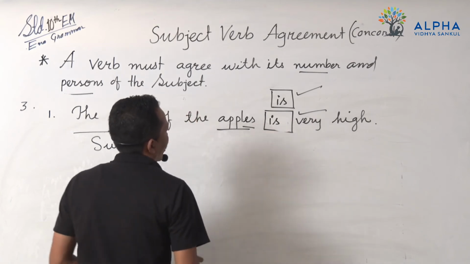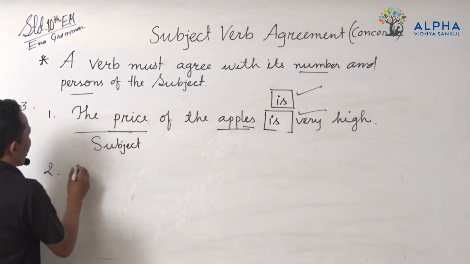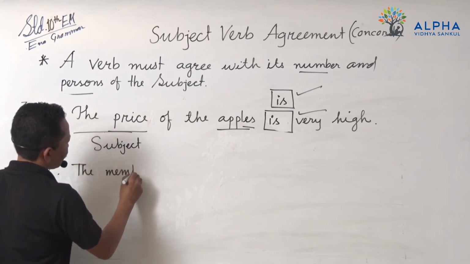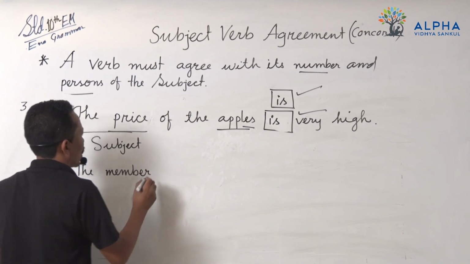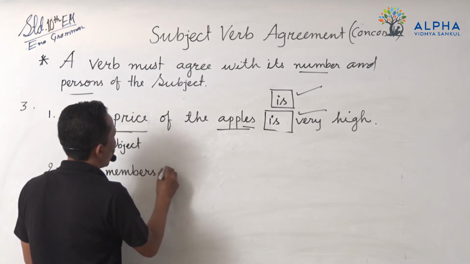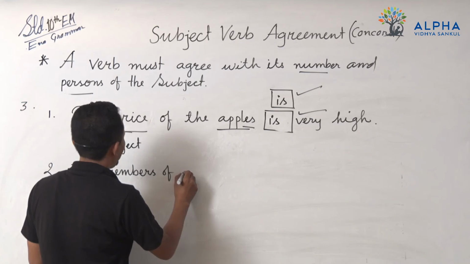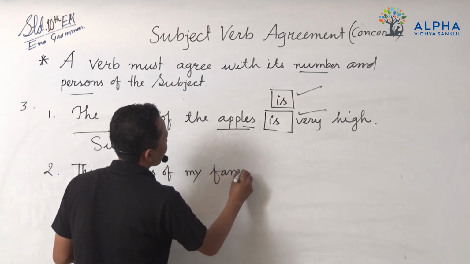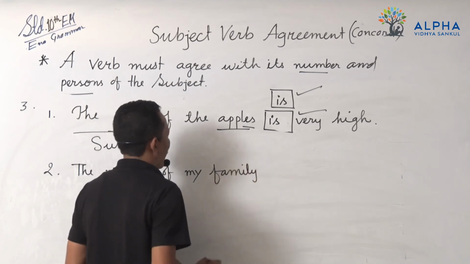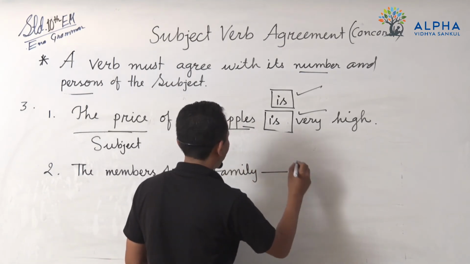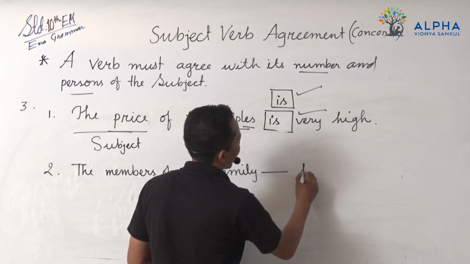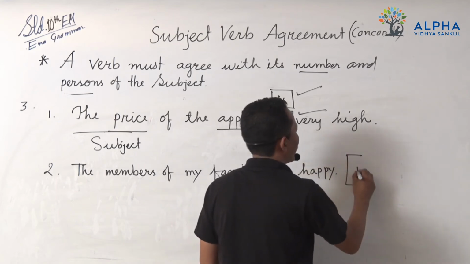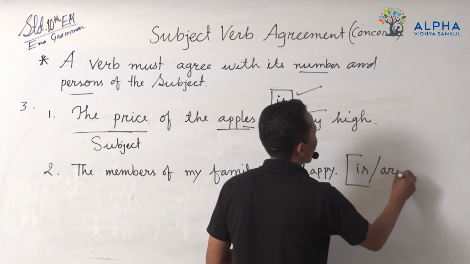And here, the members of my family. The members of my family here, this is the question here. It will be is or are. Very simple.